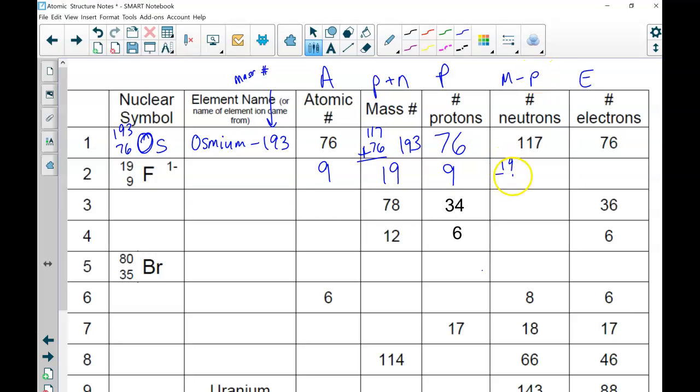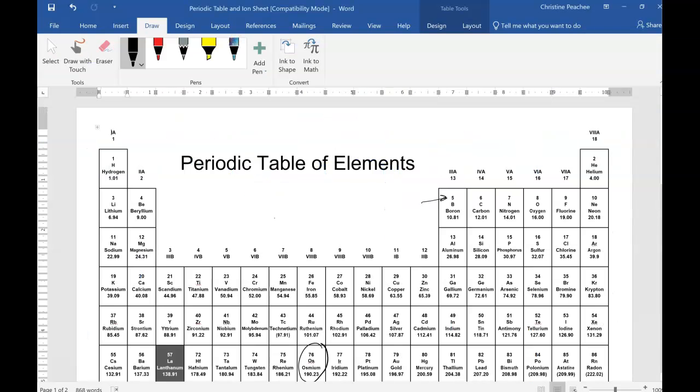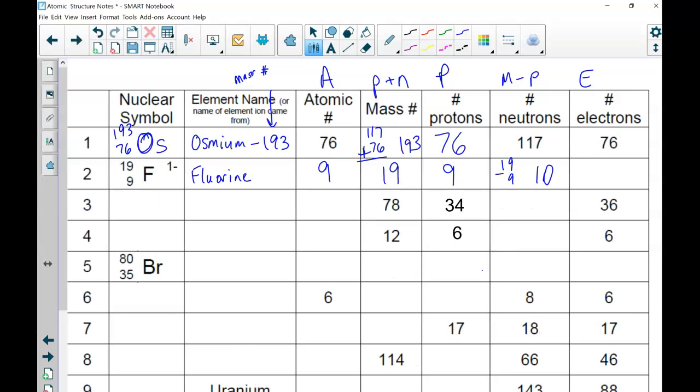So we're going to take 19 minus 9, and we're going to say that we have 10 neutrons. Okay, we know this is fluorine. How would I know? I'd go back to my periodic table, and I'd find fluorine as it has an F. Okay? All right, so then we're going to do fluorine-19.